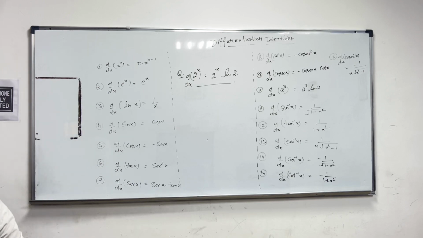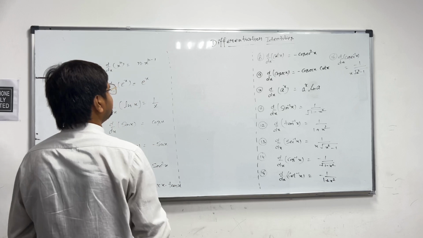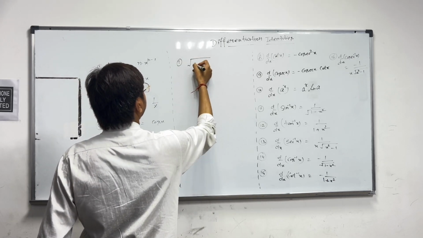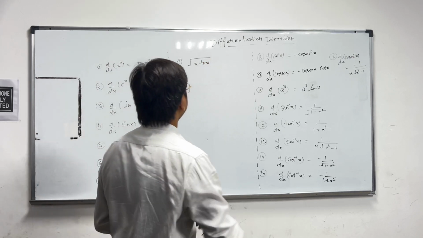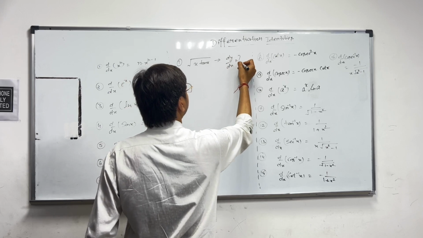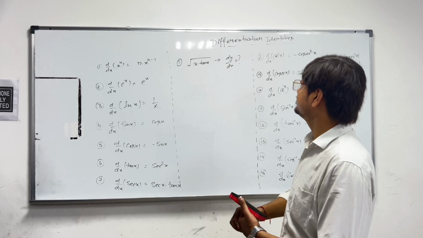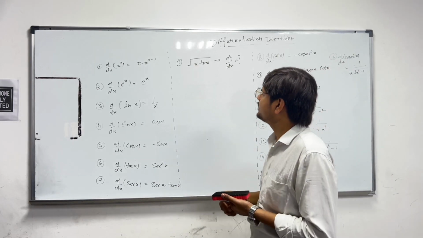So the first question is, if there is a function, suppose root of x tan x. So how can we solve this one? Differentiate it. The question is, you have to find dy over dx. How do you differentiate this function? This is a function in a root term, so root of x tan x. How can we solve this one?